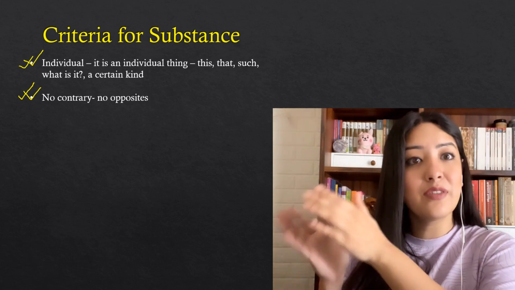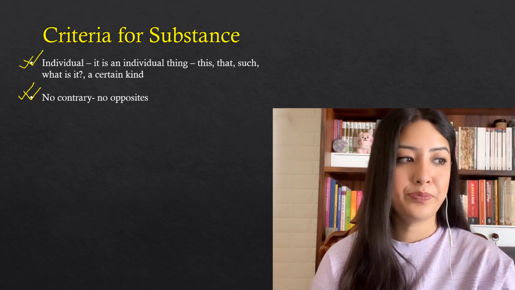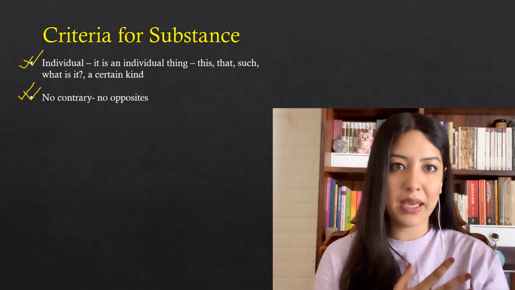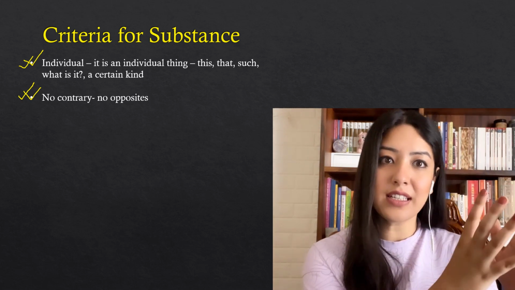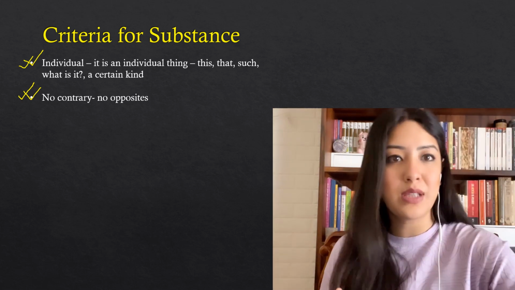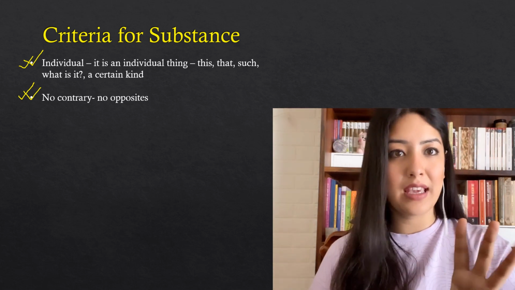A pen in itself is an individual thing. If you consider a human being, you cannot say the opposite of a human being is an animal. An animal has its own properties, its own characteristics. An animal is an animal. A human is a human. There is no opposite to substances. It's an individual thing, if you can understand.